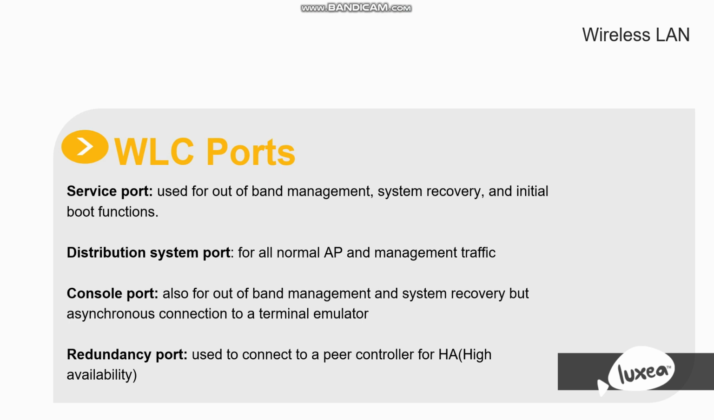We have 4 different ports in the controller. Service port is used for out-of-band management, system recovery, and initial boot functions. Distribution system port is for all normal AP and management traffic. Console port is also for out-of-band management and system recovery, but as a synchronous connection to a terminal emulator. And redundancy port is used to connect to a peer controller for high availability.